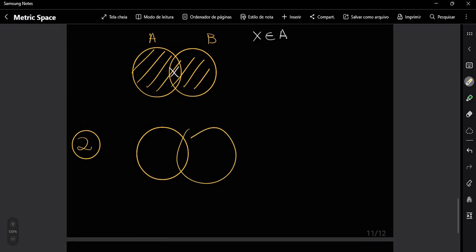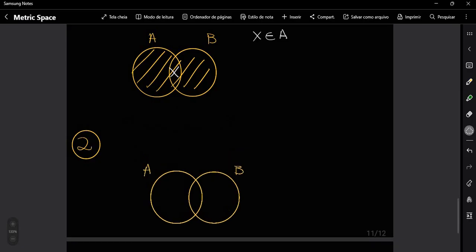So now again is about two sets, A and B. The intersection of A with B, and the Venn diagram of this representation is this way. We have to fill in the region of intersection between the sets.